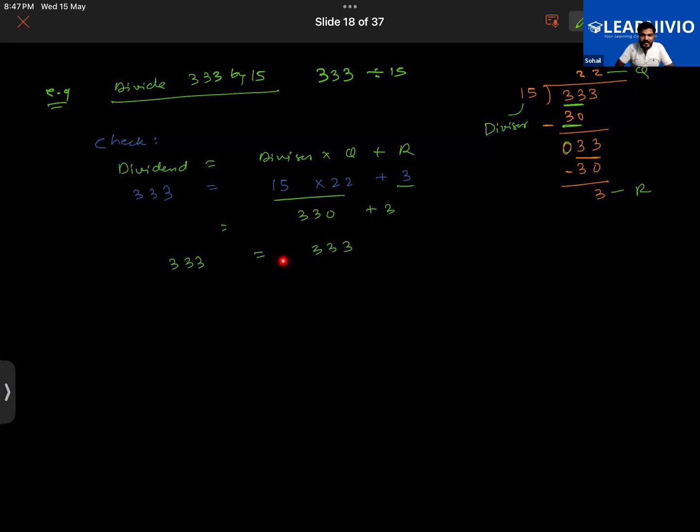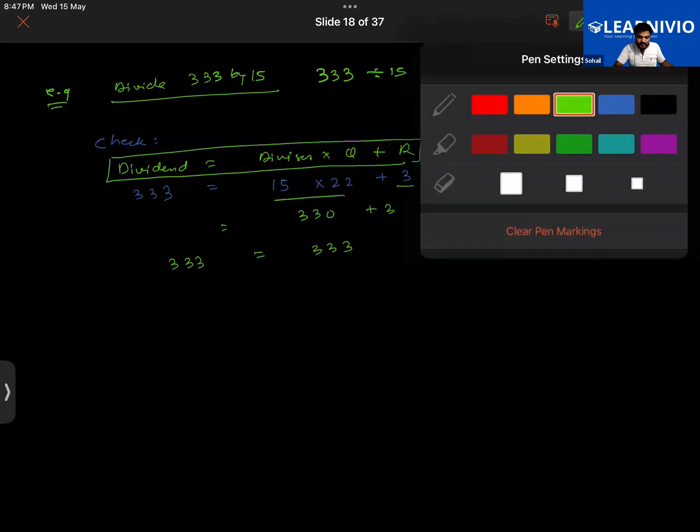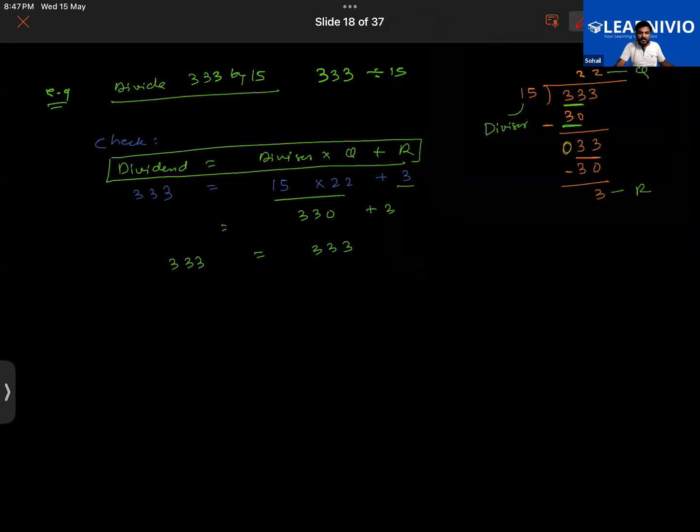Yes, Sumaya and Habib. So you can check the division in this manner also. Kindly keep in mind that in every question, the dividend will be equal to the divisor multiplied by the quotient plus the remainder. I hope it is clear. Okay, now is it clear?